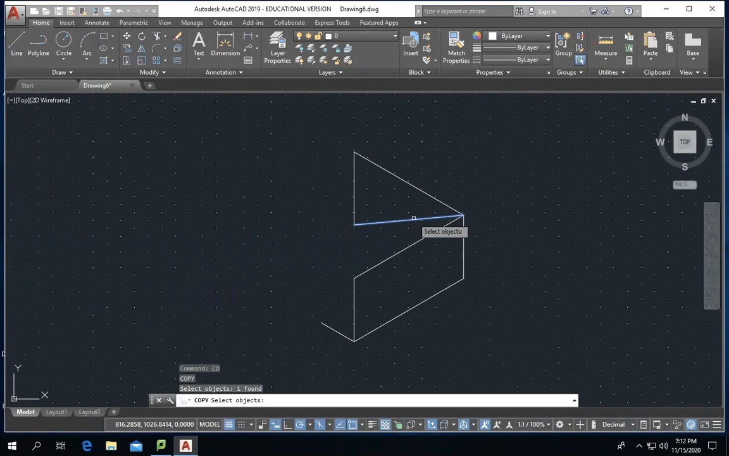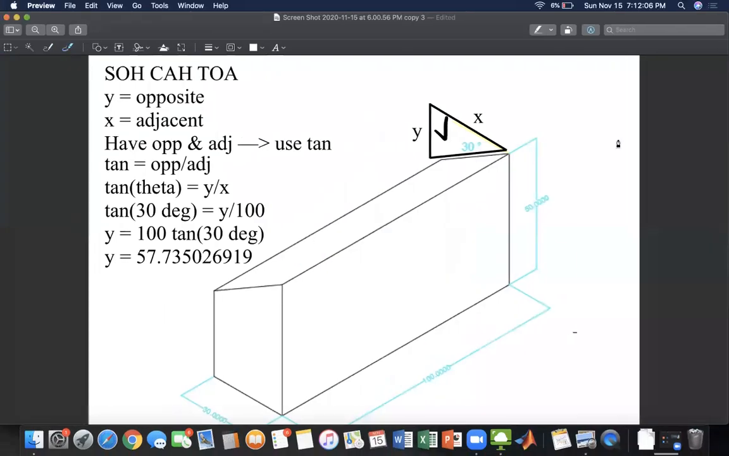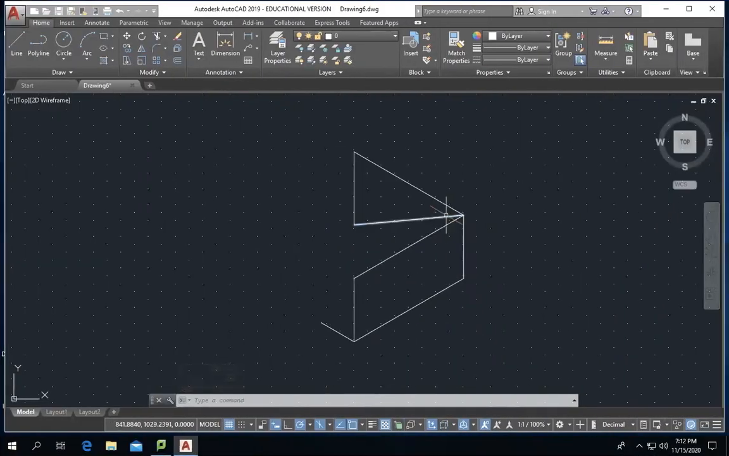hold on a second, AutoCAD just froze on me. Come on. Ah, okay. Sorry about that.